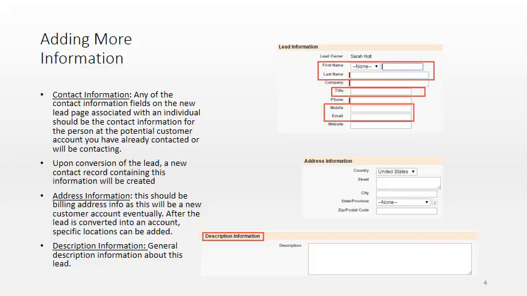Address information. This should be the billing address info, as it will be a new customer account eventually. After the lead is converted into an account, specific locations can be added. Description information. General description information about this new lead.